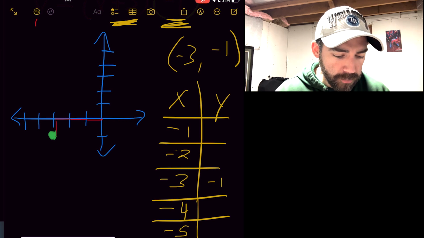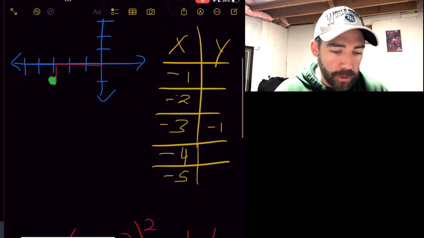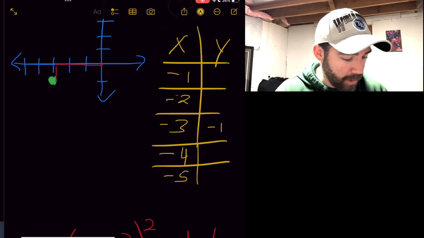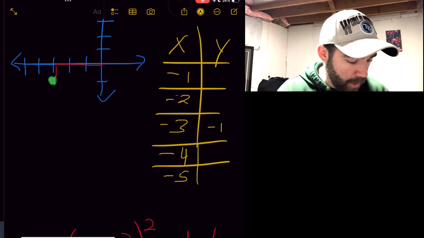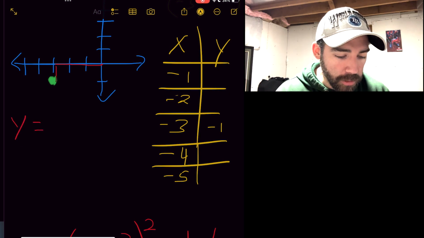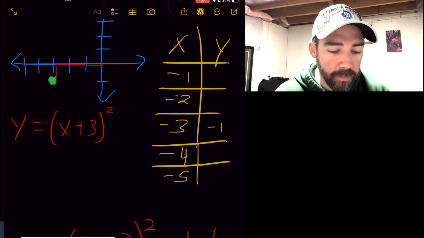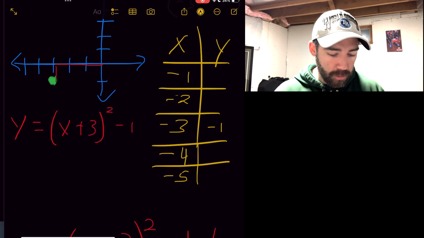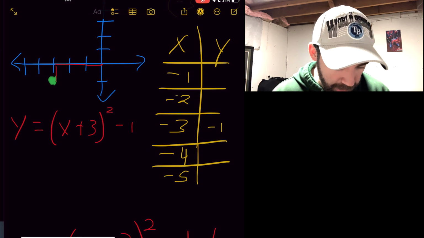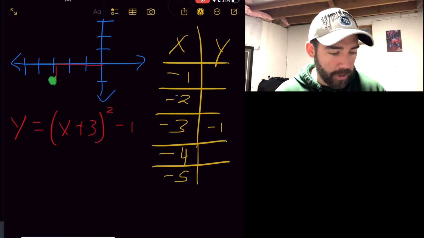Here it is. We're going to use the original equation, which I know you can't see right now, but here's what it was. I want to use red. It was y equals x plus 3 squared minus 1.